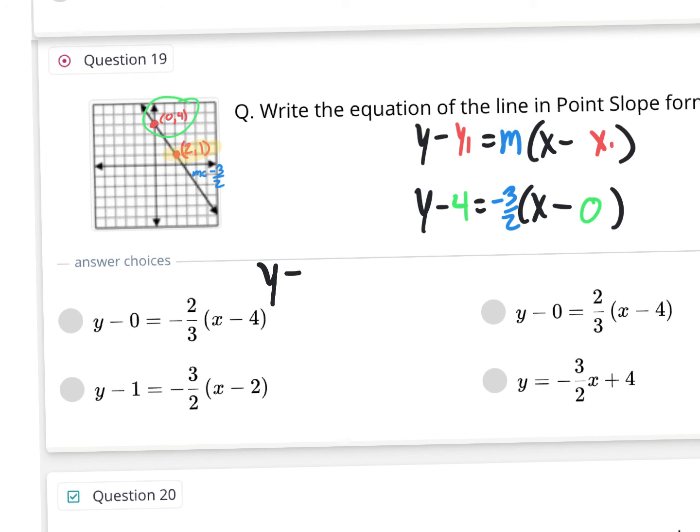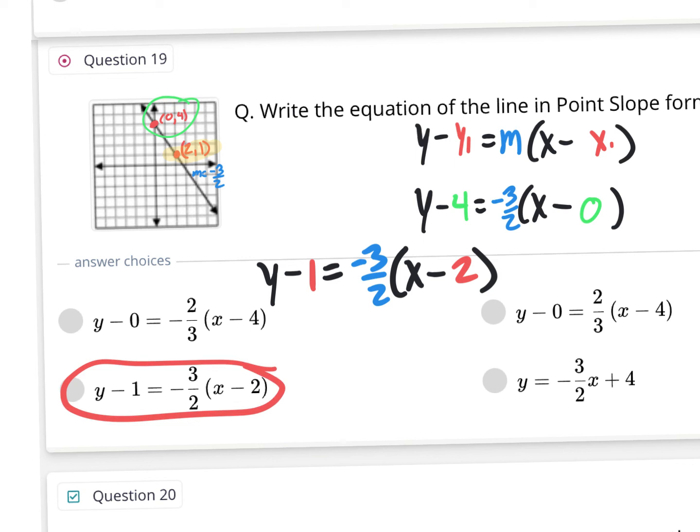Y minus, instead of the y value of 4, we're going to go with the second point, the y value of 1, equals m, -3/2, parenthesis, x minus x1, which is the second point, x value, which is 2. And that is your correct answer, which is right here.